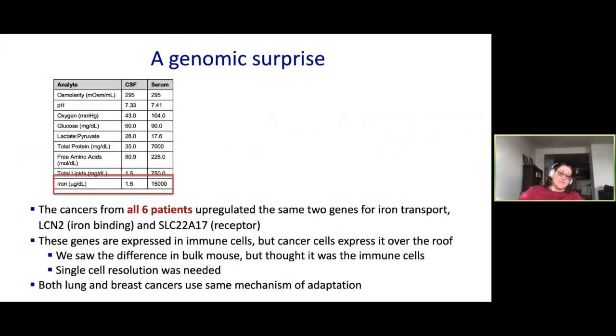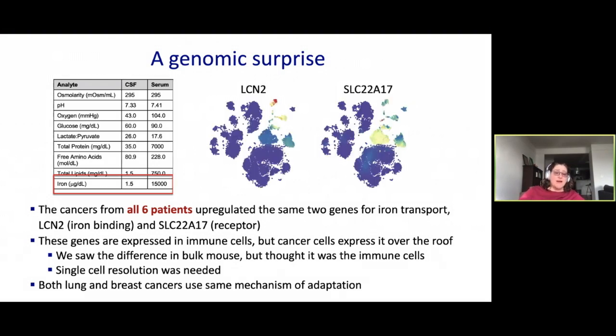And one of the things these cells have to do is they have to adapt to a very metabolically depleted environment. There's very, very low levels of iron. And what we found is really all patients from both lung cancer and breast cancer overexpressed in their metastatic epithelial cells these two iron transport genes at really, really remarkably high levels.